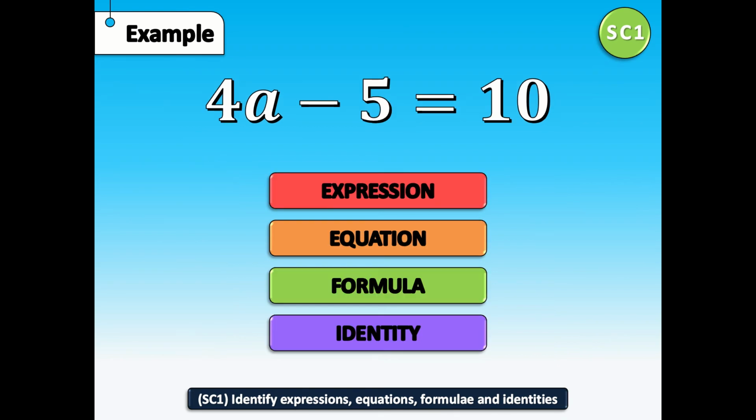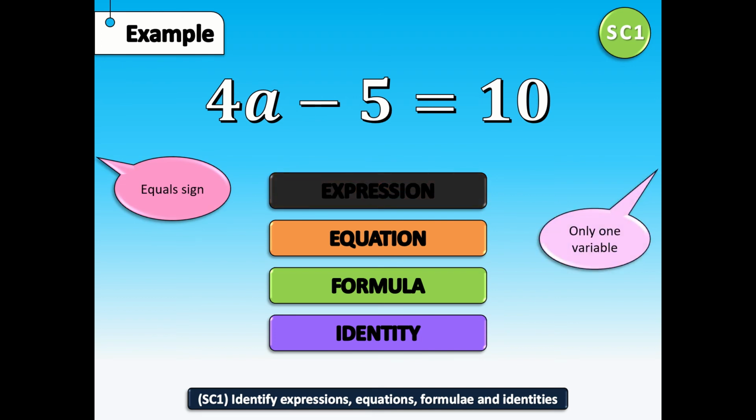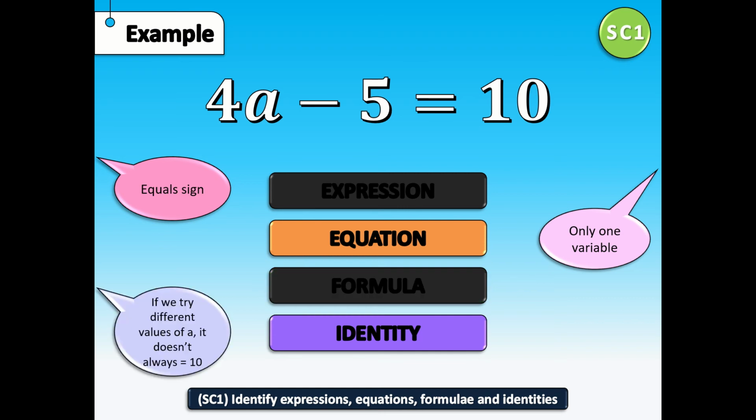For this one, it's got an equal sign, so it's not an expression. It's got only one variable, so it's not a formula. And if we try different values of A, does it always equal 10? Well, no it doesn't. There's only one value of A that would make it equal 10, so that means it's an equation.